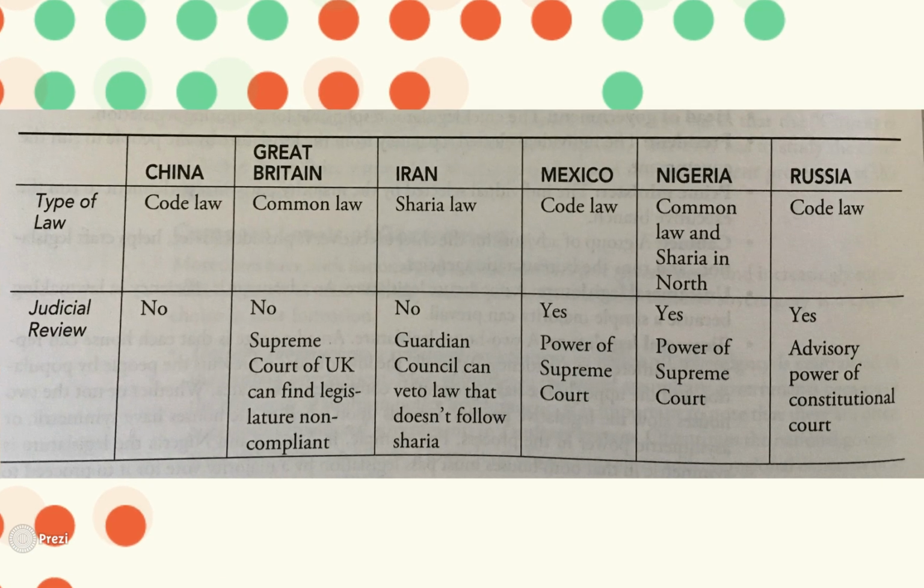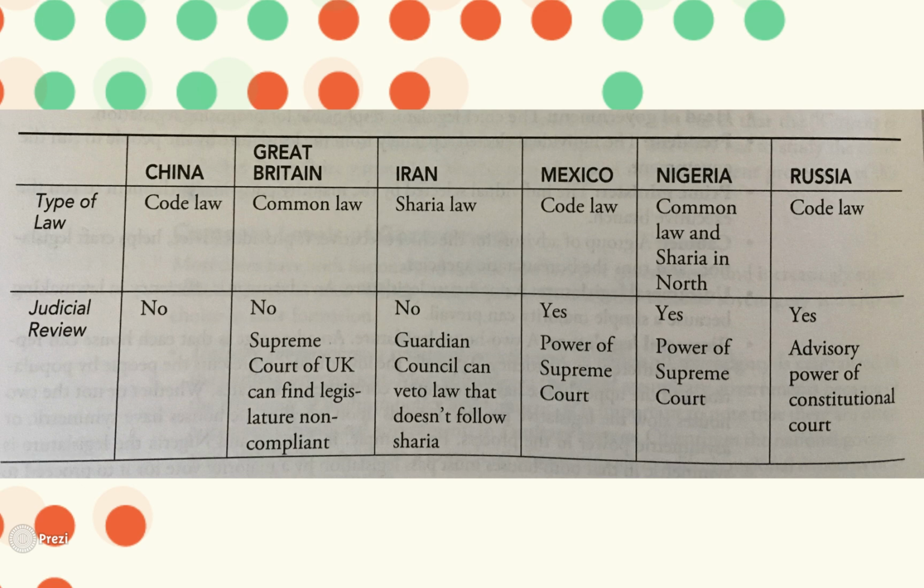So here's a breakdown of the different kinds of laws that each of the countries has. I think this is really important for you to know and something that you could use in your homework packet as well. So you have to know which countries practice code law. China, Mexico, and Russia all operate under a system of code law, whereas Nigeria and Great Britain operate off of a common law system. Iran and parts of northern Nigeria also operate under a system of Sharia law. So make sure you understand the difference there.